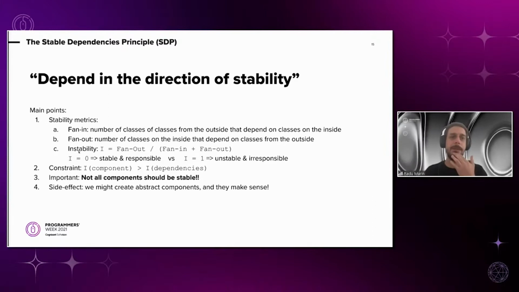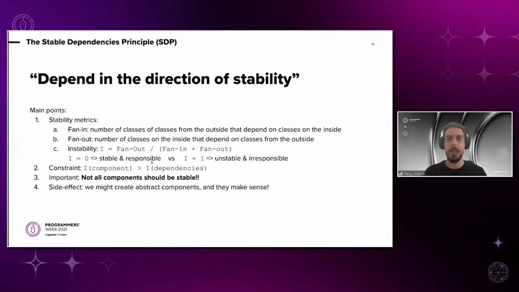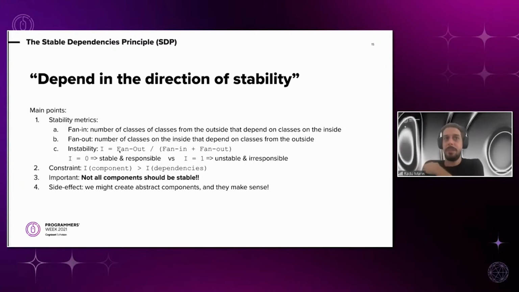And then we can derive the formula for instability, which is fan out over fan in plus fan out. And this is normalized. It's between 0 and 1. If we don't have instability at all, it means we're stable and responsible. We don't really have reasons to change. Versus when instability is at its highest, then it's when we're irresponsible and super unstable, right? And it's easy to figure things out. So if my fan out is 0 and my fan in is greater than 0, then instability is going to be 0. So nobody depends on, everybody depends on me. I must be stable and responsible.